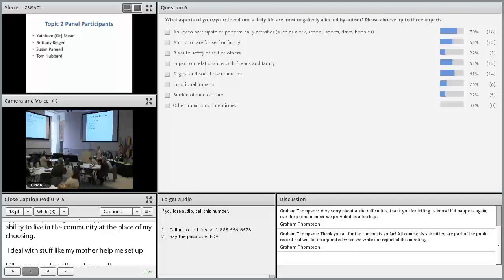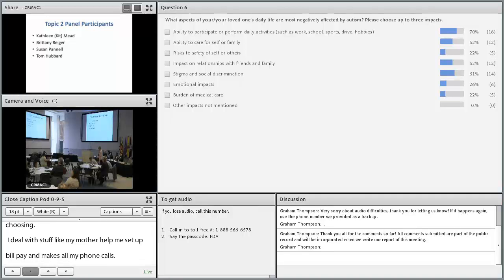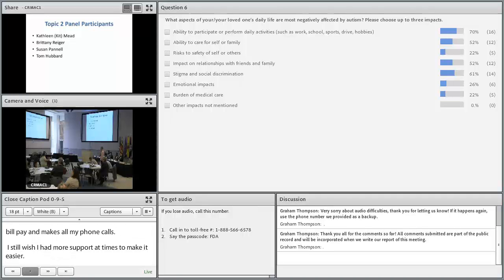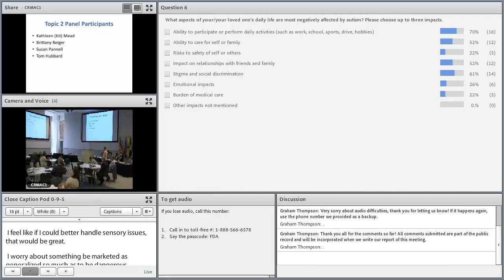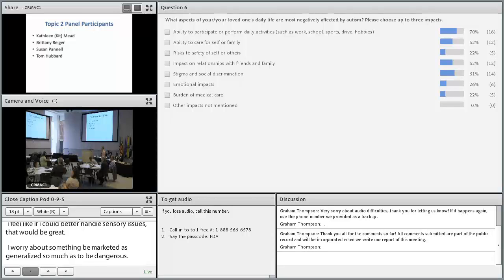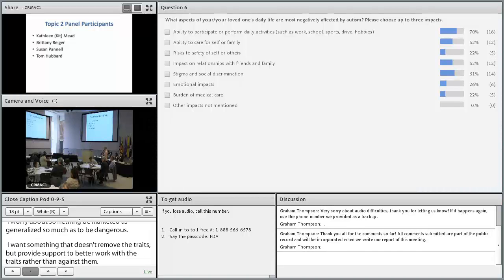I also feel like if I could better handle sensory issues, that would be cool. But I worry about something being marketed as really generalized so much as to be dangerous. And I would rather something that doesn't utterly remove or suppress these traits so much as provides support and accommodations to better work with the traits rather than against. For example, there are these headphones designed to control what kinds of sounds you hear around you.